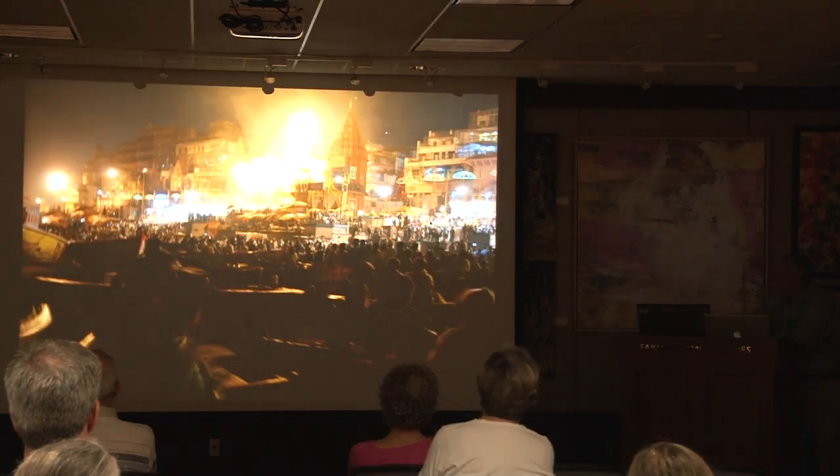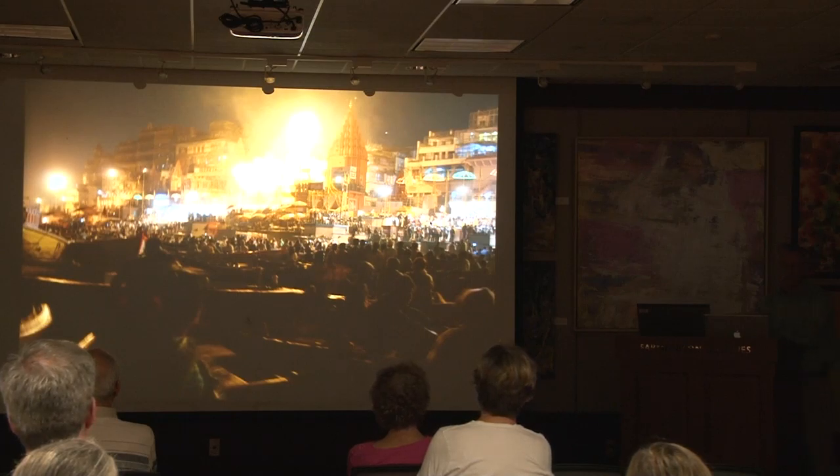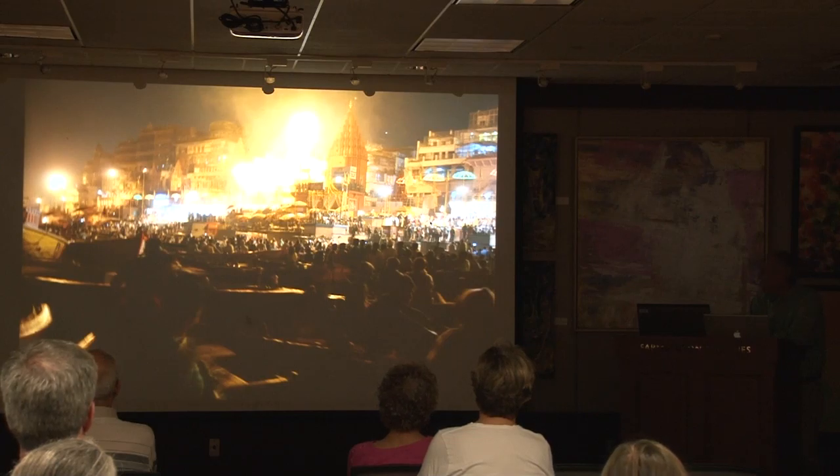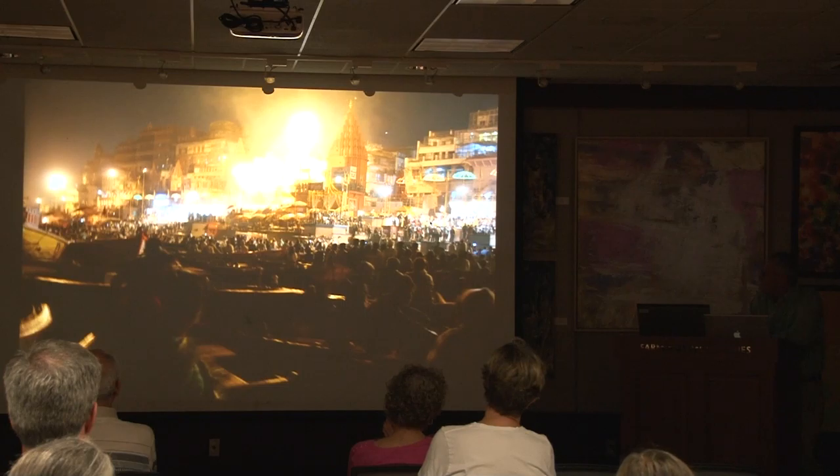This is the scene at night. A lot of the tourists are there in boats because it's easier to see if you're on the water looking back in. It also made it very difficult to take pictures because the light was low and the boat was rocking. But even with a cloudy picture, you can get a sense of what that must have felt like.